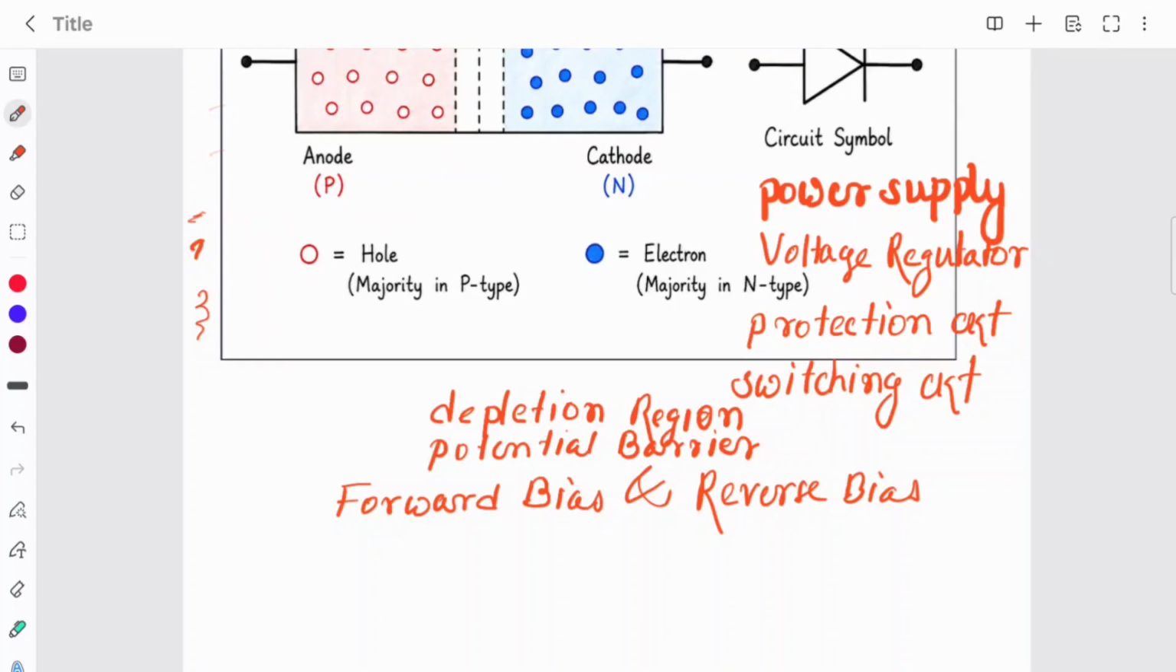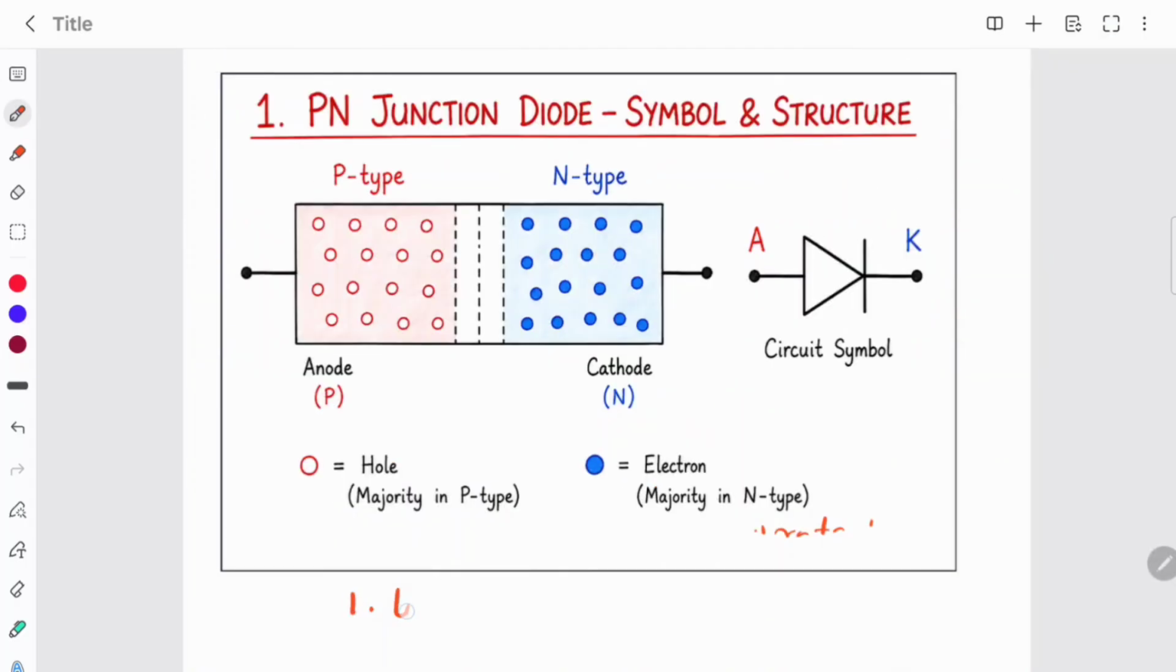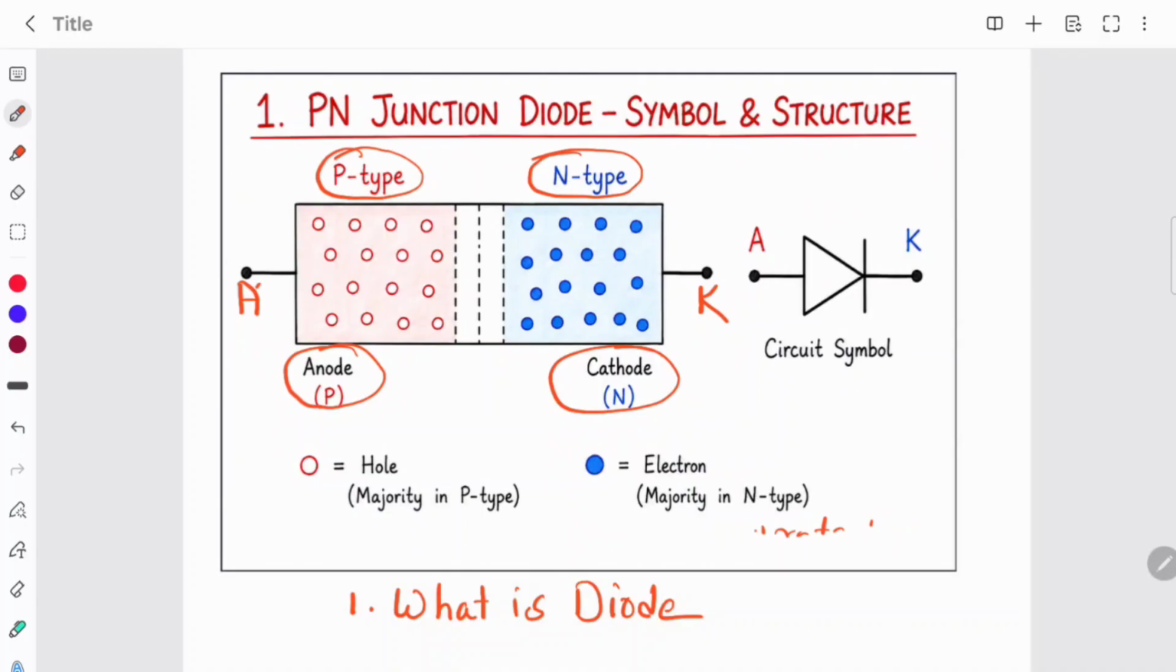So let's start. First, we'll see what is a diode. A diode is a two-terminal semiconductor device. The two terminals are anode and cathode. The diode is normally made by forming a PN junction between a p-type semiconductor and an n-type semiconductor. The p-type is associated with the anode, and the n-type is associated with the cathode in a conventional PN junction diode.